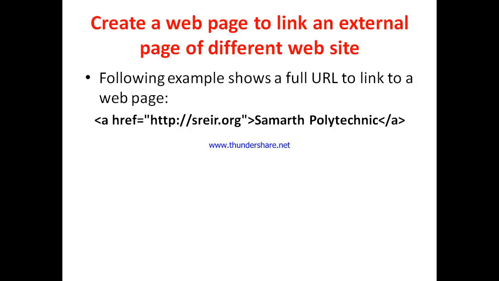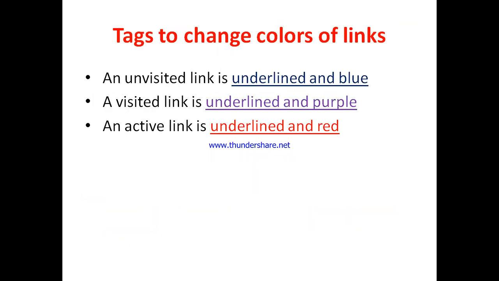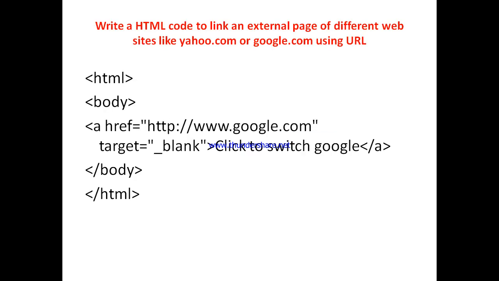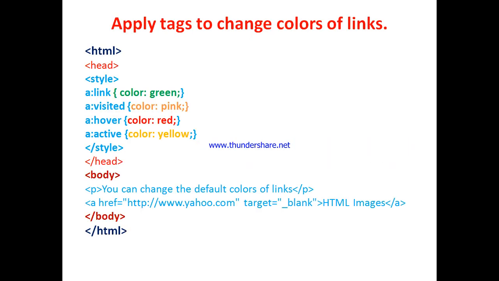Create a web page to link an external page of a different website. Then create a web page to link an email ID. Then tags to change the color of links. Then HTML code to link an external page, to link the sites of yahoo.com and google.com. Link the page to your email address. Then apply tags to change the color of links.